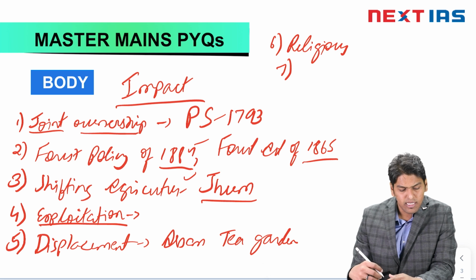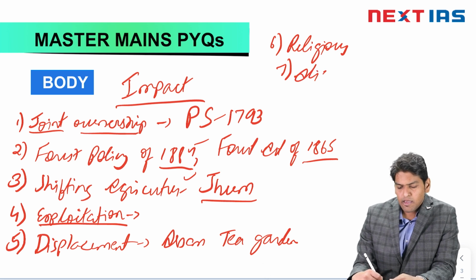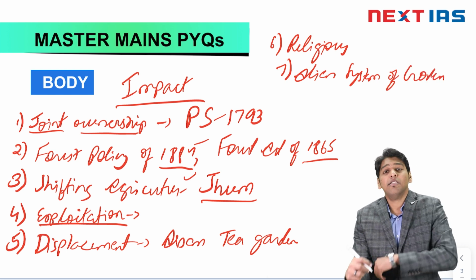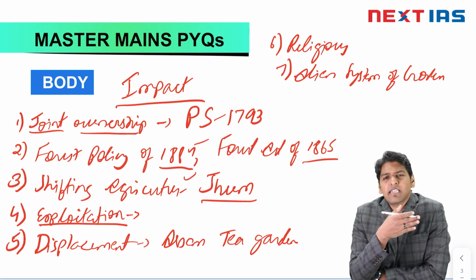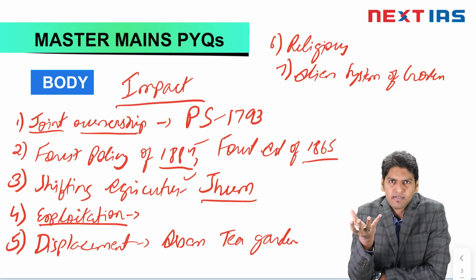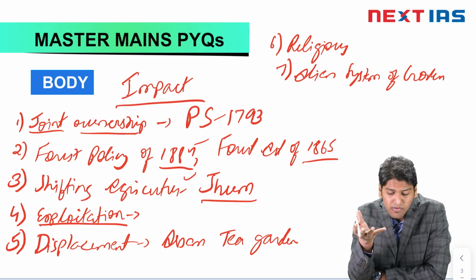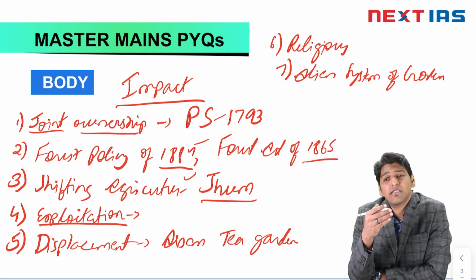Next, we see alien system of governance. Okay, the British established a system of police, the Daroga and Thana system. It was very new to the tribals because they did not have any kind of oversight like that.